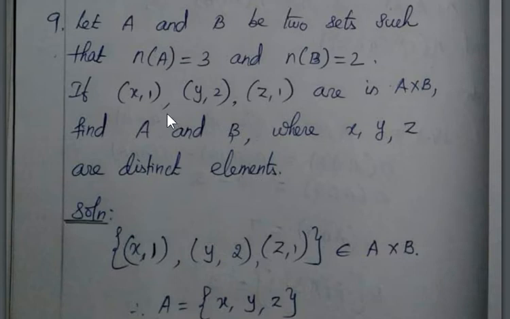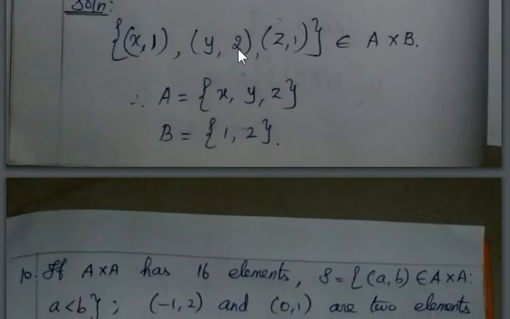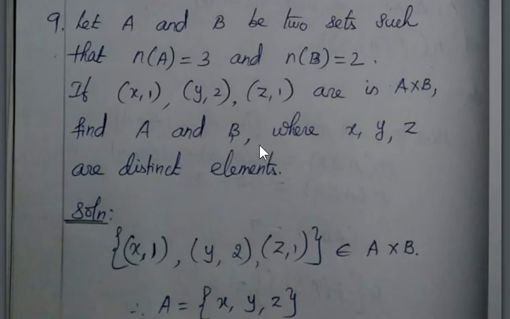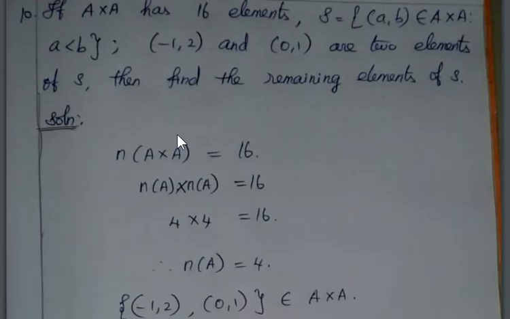So all those variables have different values. So (x, 1), (y, 2), (z, 1) belong to A cross B. Already you know the first element belongs to the first set and the second element belongs to the second set. So you collect and write them in a single set. So x, y, z is the value of A, and 1, 2 is the value of B. Therefore, the question is, find A and B. Therefore the set A is {x, y, z} and B is {1, 2}.